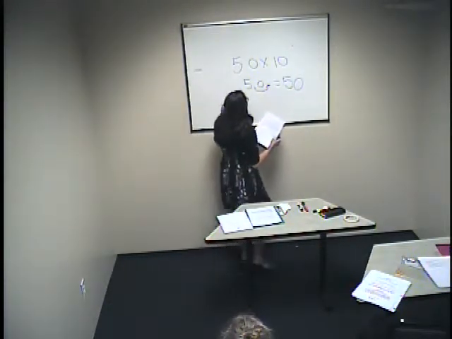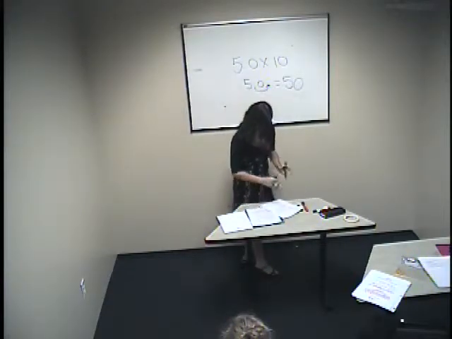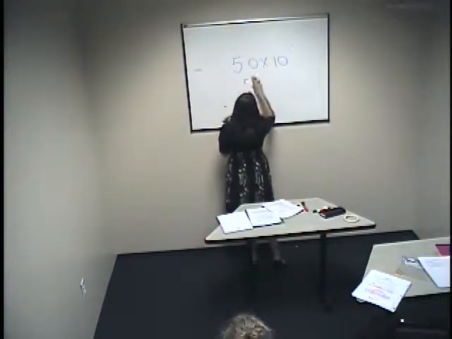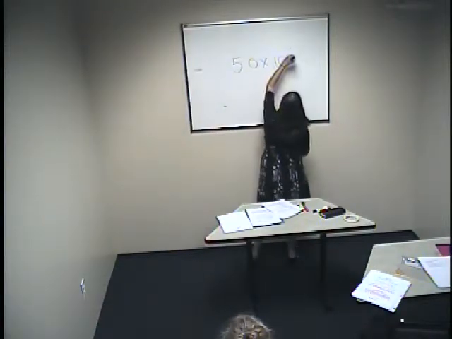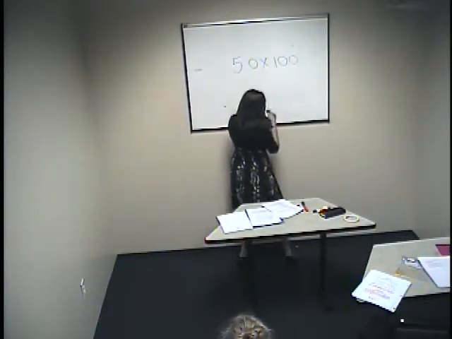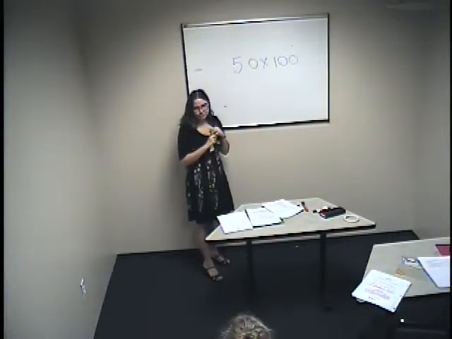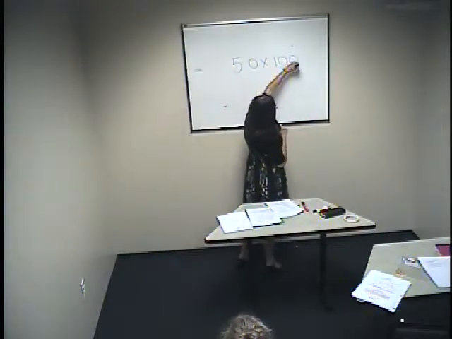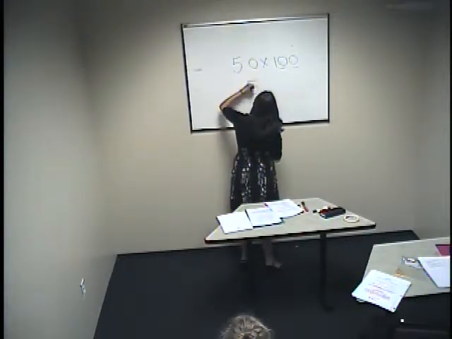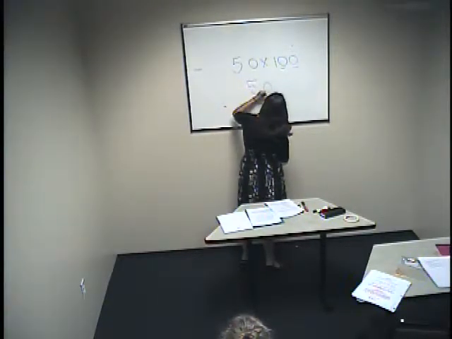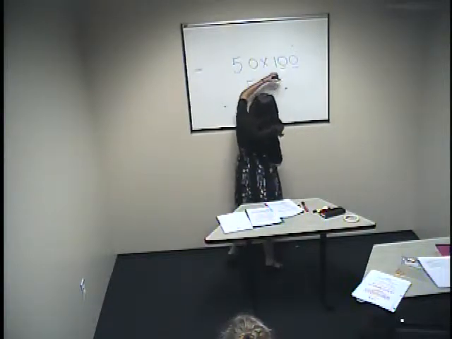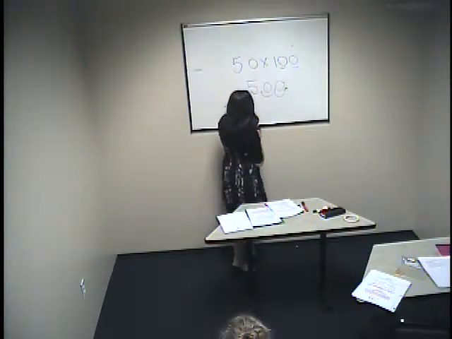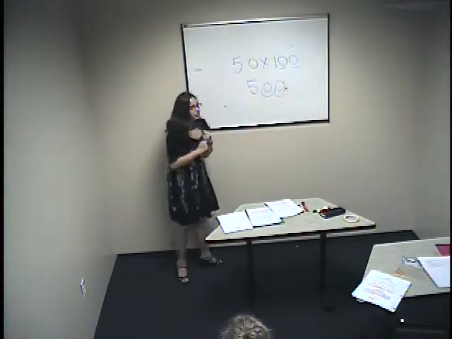If we multiply it by 100, how many times do you think we'd move it? 2. Because there's 2 zeros, right? So you take 5 and you move it 2 places, and to fill that empty spot, you just add a little 0. So then that means that 5 times 100 would be 500.